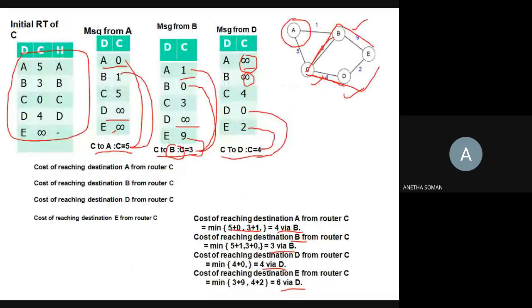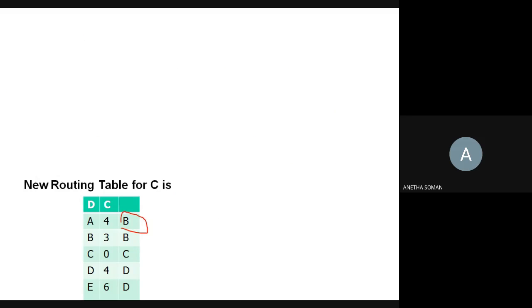So in the initial routing table, I had to reach A with a distance of 5 through A itself. You can see the path. C to A, you have a direct link, which costs 5. But through B also, I can reach A, with a cost of 3 plus 1, which is equal to 4. So that is the minimum value. So the table gets modified there.